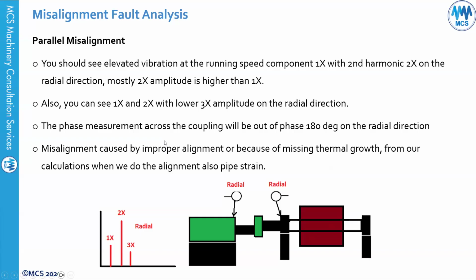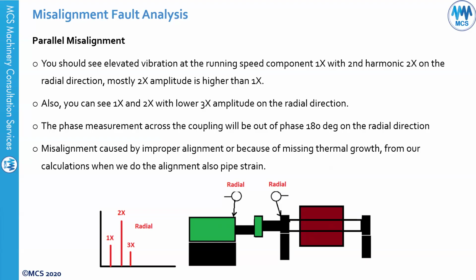With parallel misalignment, you will see elevated vibration at the running speed component 1x with the second harmonic 2x in the radial direction. Mostly the 2x amplitude is higher than the 1x. You can see 1x and 2x with a lower 3x amplitude in the radial direction. The phase measurement across the coupling will be out of phase about 180 degrees in the radial direction.